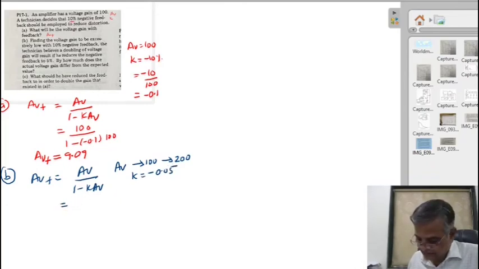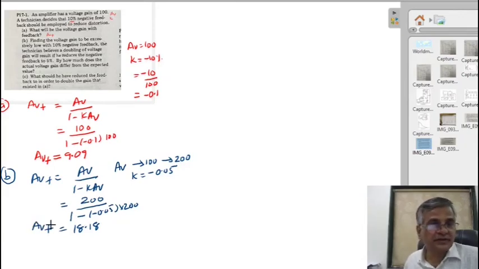So let us see the expected one. What are you getting? 100 upon 1 minus 0.05 into 200. So you will get 18.18. This is the expected one. Now in the same they are asking you by how much does the actual voltage gain differ from the expected one. So what is the actual voltage gain?